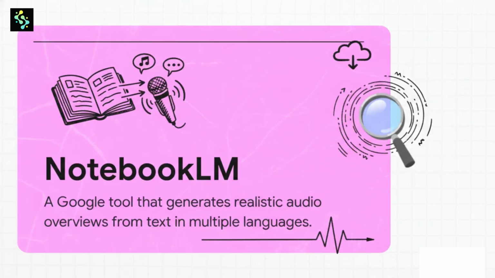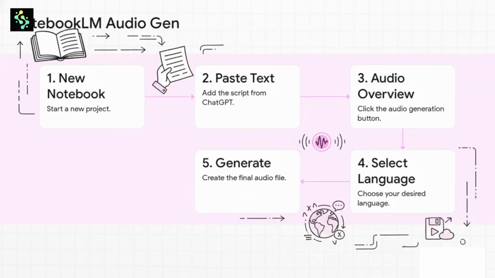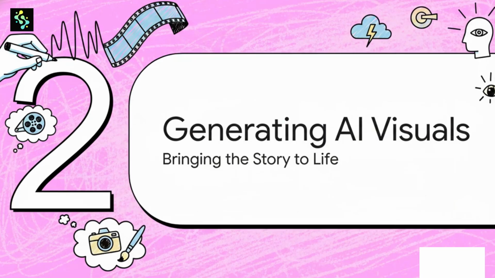Okay, now for what I think is the most magical part of this whole process. We're going to take that text we just copied and head over to Google's Notebook LM. This is where our script finds its voice. The process here is just incredibly simple. You create a new notebook, you paste in the text, and then you just click Audio Overview. And one of the coolest features is the language selection. You can pick from tons of different languages, hit Generate, and within seconds, you've got a high-quality audio file of your entire script.